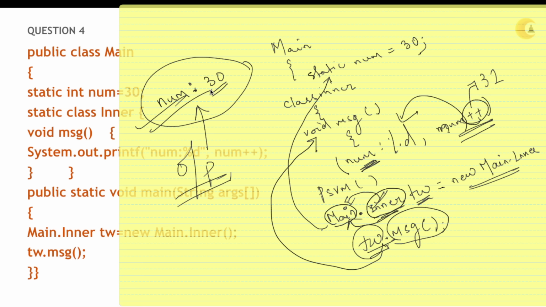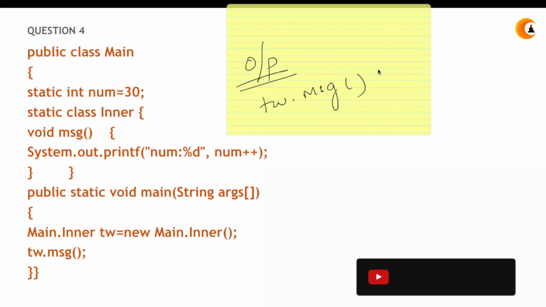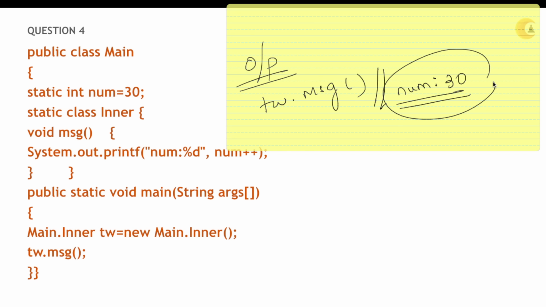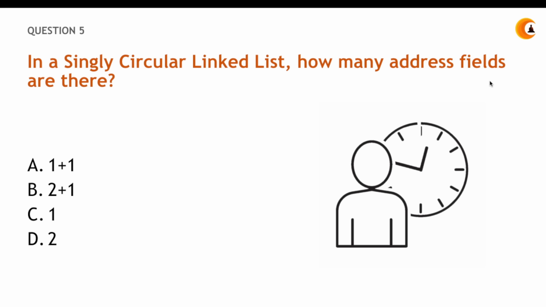Clear everyone? Okay. So now you learned a new thing, that two classes can be having one single object. Like if one class is inside the other class, then you can write the object like this. The first class dot the inner class, then the object name, then new main dot inner class name. Alright. Great. So the output of this code will be: tw.message will give the output as num : 30. Okay, this will be the output. Great. Moving on to question number 5. Your 30 seconds starts now.